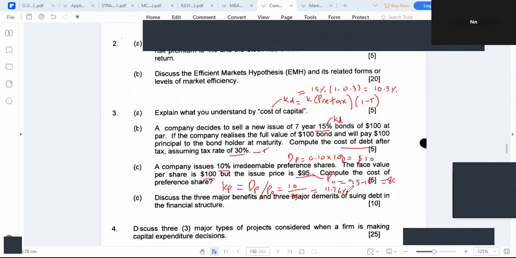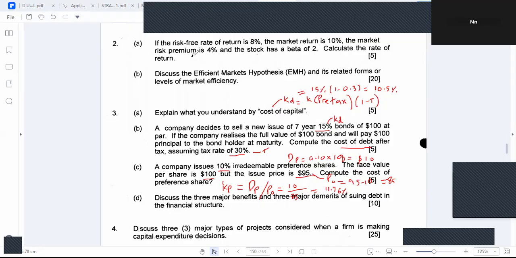Okay. This is what we had today. How did we calculate the expected rate of return here? Do you remember? KE is equal to what? Risk-free rate plus beta times expected market return minus risk-free rate. So here we start with a risk-free rate of 8% plus beta of 2 times 10% minus 8%. So here we're going to have 12%. Remember this, right? Yes. Okay.